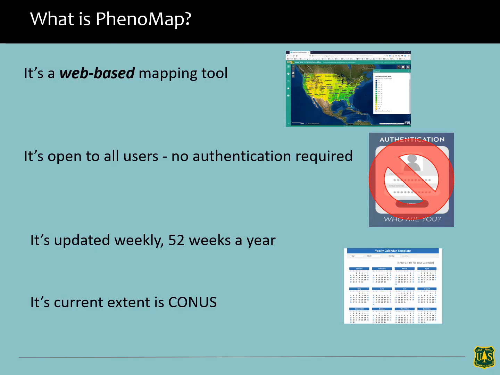PhenoMap is a web-based mapping tool, meaning that there is no software to download or install, and it is available on PCs or mobile devices such as phones and tablets. It's open to all, no user authentication is required, no sign up is necessary, and it is updated every week of the year. Its current extent is the CONUS, the conterminous lower 48 US states.